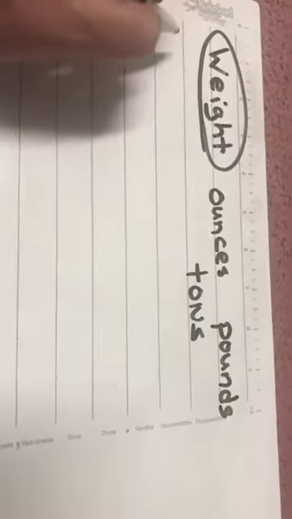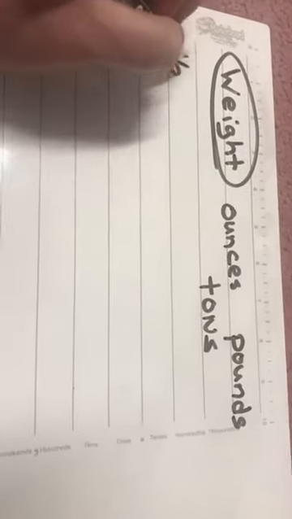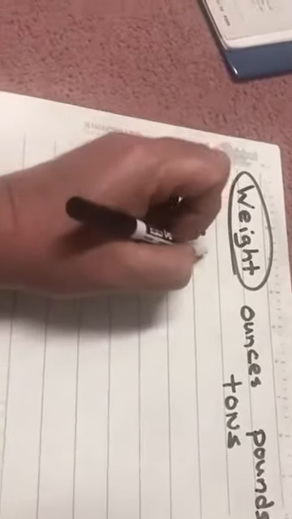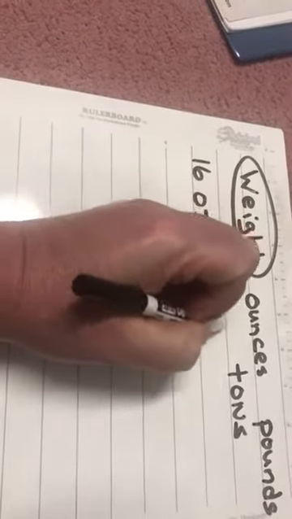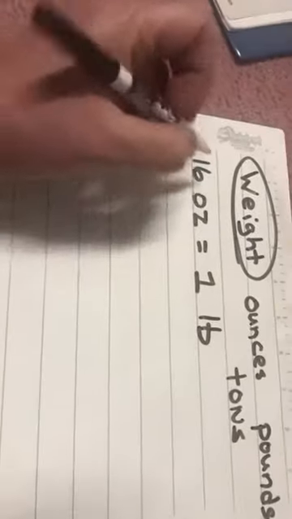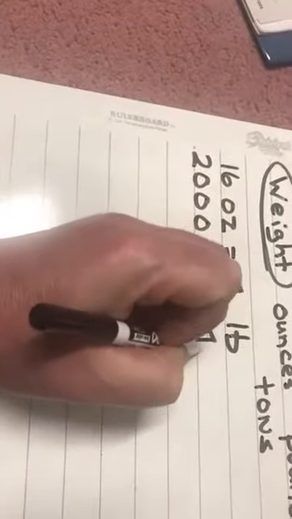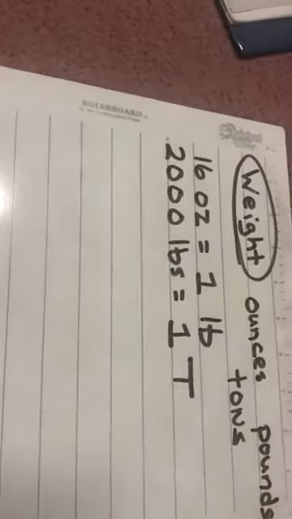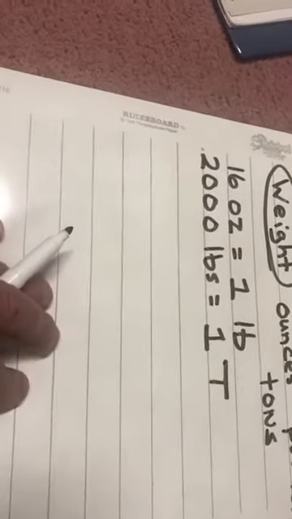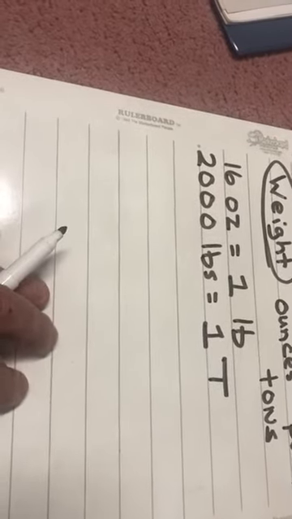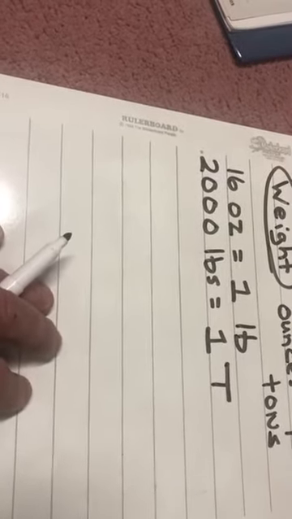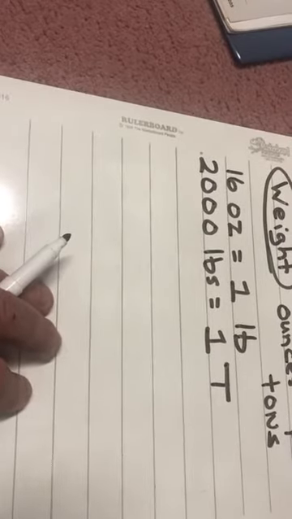And the two conversions that you need to be aware of are, first of all, 16 ounces, OZ is the abbreviation for ounces, equals 1 pound, and LB is the abbreviation for pound. And then the other conversion you need to be aware of is that 2,000 pounds equals 1 ton. And the capital T is the abbreviation for ton. So we're just going to look at a couple of examples.